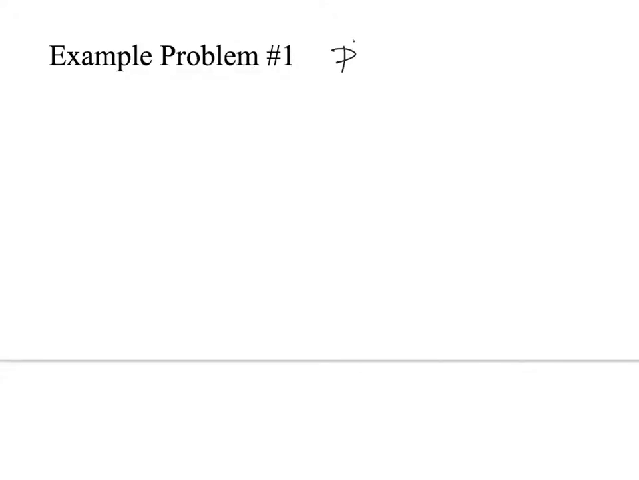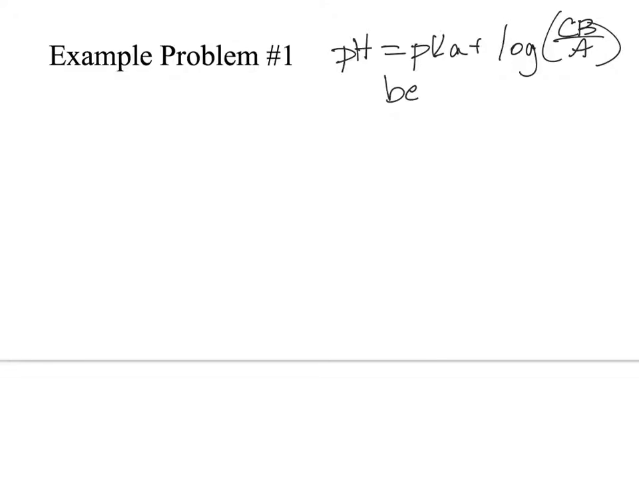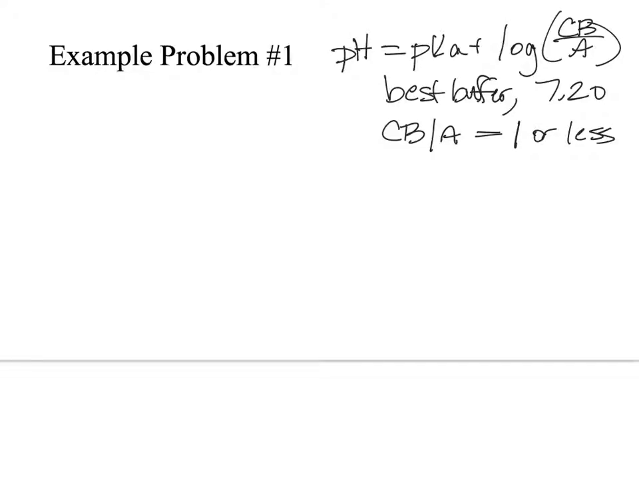All right, here's our first example problem. We're going to use the Henderson-Hasselbalch formula to calculate the ratio of conjugate base to acid. And in this case, we want the ratio to know which one is the best buffer at a given pH. In this case, we want to know the best buffer at 7.20. We want that ratio of conjugate base to acid to be as close to 1 as possible, 1 or less.